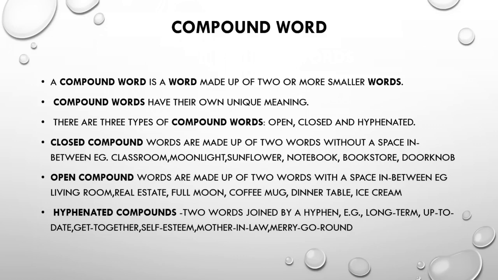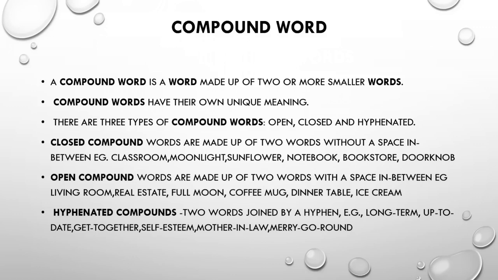Coffee mug. Similarly, the word coffee and the word mug are written with a space between. Then you have the word dinner table. Similarly, it consists of the words dinner and table, and you write normally with a space between. Then you have the word ice cream, where ice and cream are two different words combined together with a space between. Then you have a third category known as hyphenated compound words, where two or more words are joined with a hyphen.